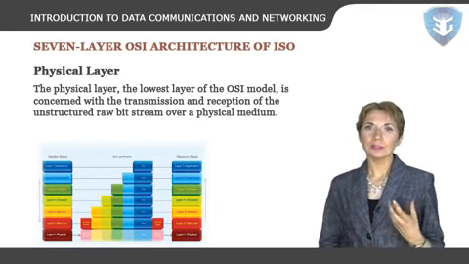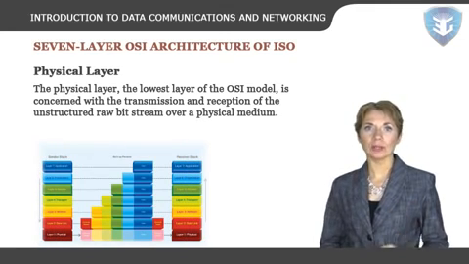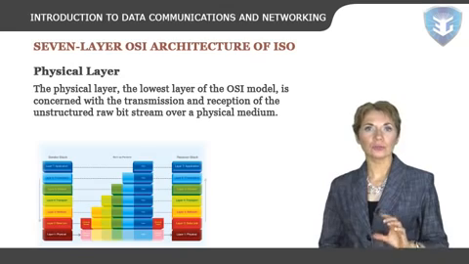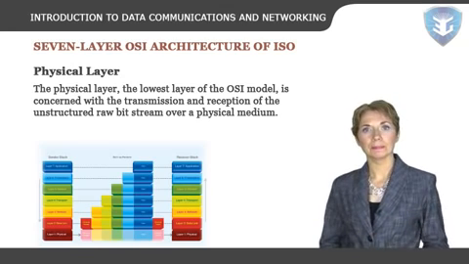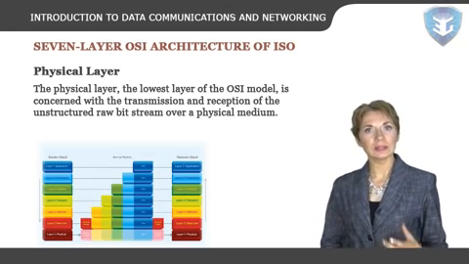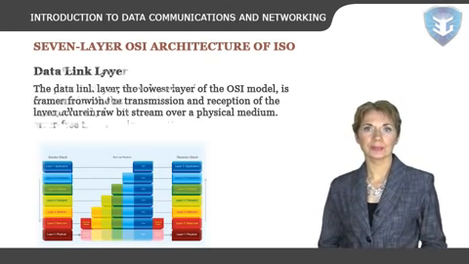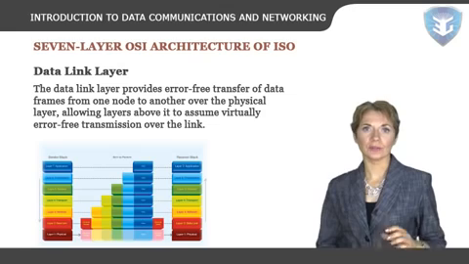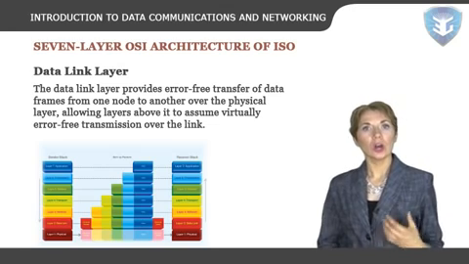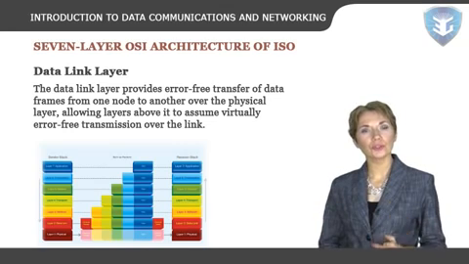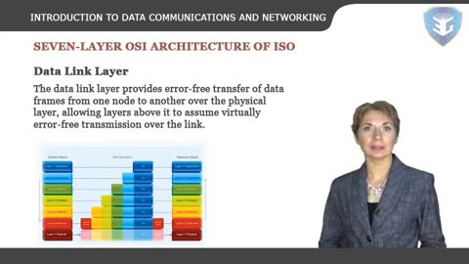Physical layer. The physical layer, the lowest layer of the OSI model, is concerned with the transmission and reception of the unstructured raw bit stream over a physical medium. It describes the electrical, optical, mechanical, and functional interfaces to the physical medium and carries the signals for all of the higher layers. Data link layer. The data link layer provides error-free transfer of data frames from one node to another over the physical layer, allowing layers above it to assume virtually error-free transmission over the link.